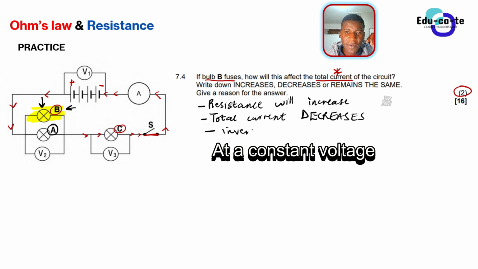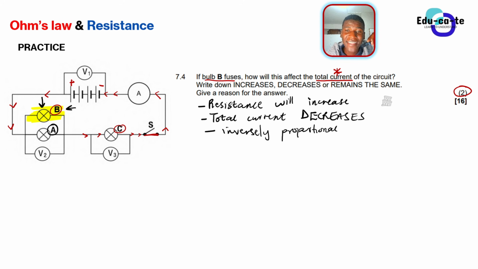Because they are inversely proportional. They are inversely proportional. So guys, please make sure that you understand this. When you are adding resistors in parallel, the resistance decreases. When you are removing resistors in parallel, it means that the resistance will increase. It will be the opposite.